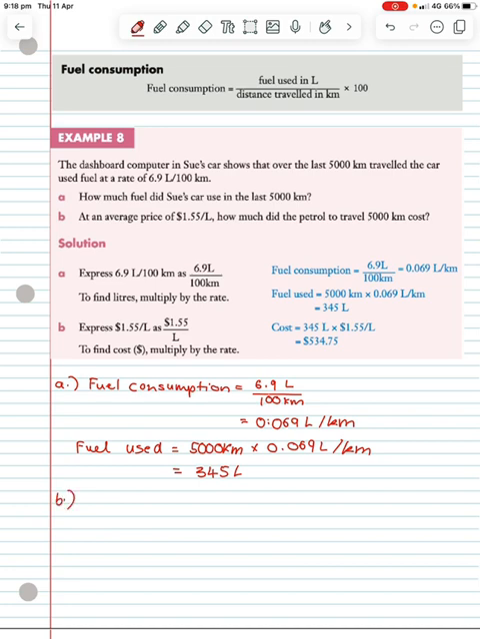So now if we go to B, at an average price of $1.55 a litre, how much did the petrol to travel 5,000 kilometres cost? So cost is going to equal our 345 litres of fuel she used, multiplied by that $1.55 per litre. We're going to multiply, so we're going to end up with 534.75. So $534.75 is how much it costs to travel that 5,000 kilometres.